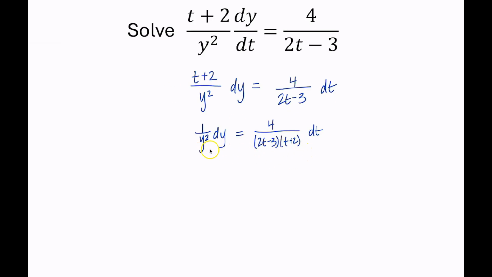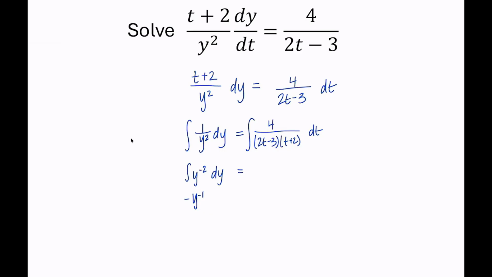So now I have my variables separated. We can go ahead and integrate both sides. Now the left side, the antiderivative is just going to be of y to the negative 2 dy. So that's y to the negative 1 over negative 1, or negative y to the negative 1. That's a pretty straightforward one.